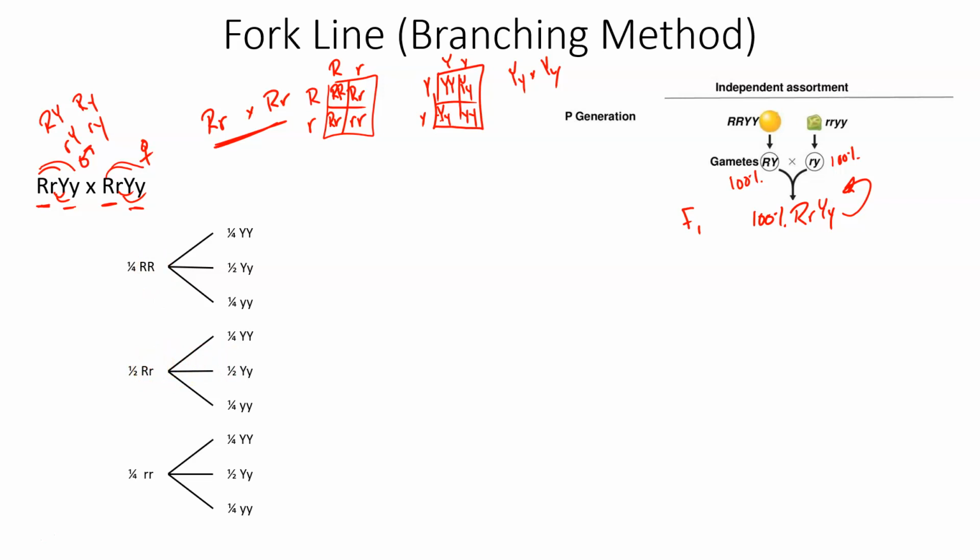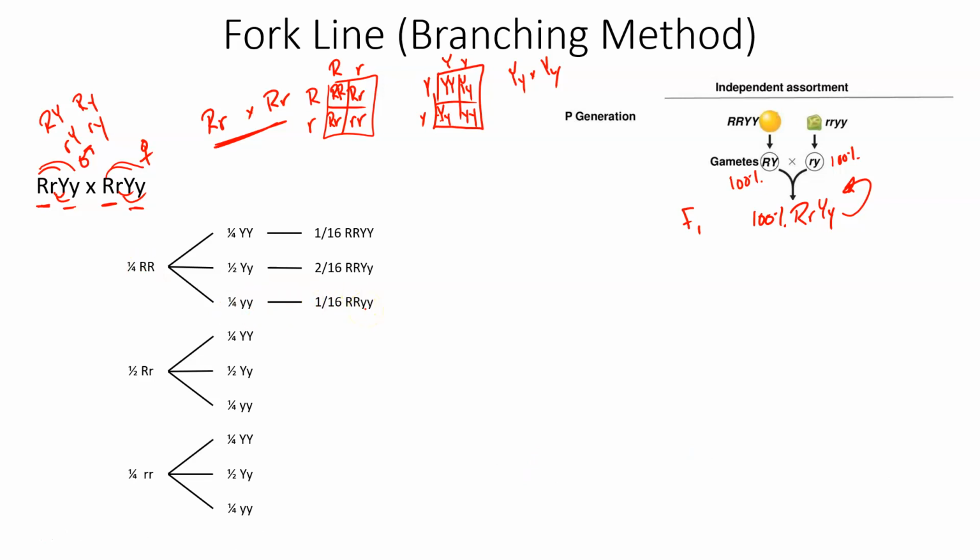And now we can just combine them. If this outcome mixes with this outcome, it gives us this outcome. 1/4 times 1/4 equals 1/16, big R, big R, big Y, big Y. Put this one together: 1/4 times 1/2 is 2/16, big R, big R, big Y, little y. One quarter times 1/4, 1/16, big R, big R, little y, little y.